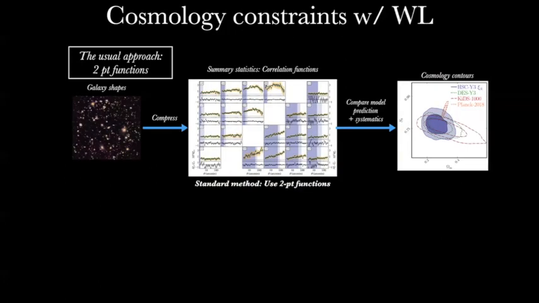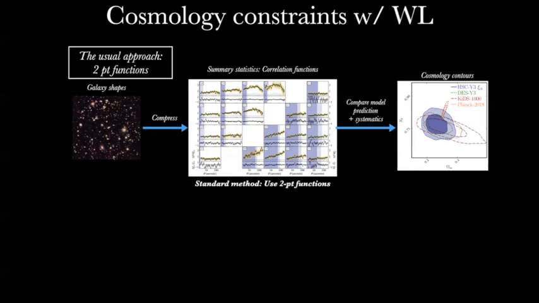Okay, let us begin by reviewing the usual approach that we take to constrain cosmological parameters from weak lensing data. Usually, once we're given a catalog of galaxy shapes that telescopes such as Dark Energy Survey or in the future LSST will measure, we compress these galaxy shape catalogs into a handful of summary statistics, usually what are known as correlation functions. And we have a physics model that predicts what these correlation functions should look like as a function of different cosmological parameters. By comparing the theoretical predictions to the measurements, we can put constraints on different cosmological parameters.